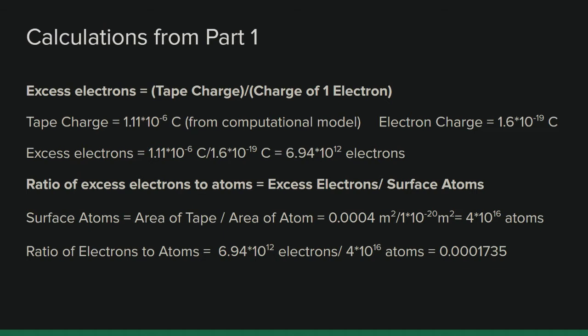Some other calculations I included from part 1 that aren't extremely important are excess electrons and the ratio of excess electrons to surface atoms. I included this mainly because it is a calculation that uses the tape charge from the previous lab and a computer model from it. And that's really important for the calculations that we'll be doing in the upcoming lab.